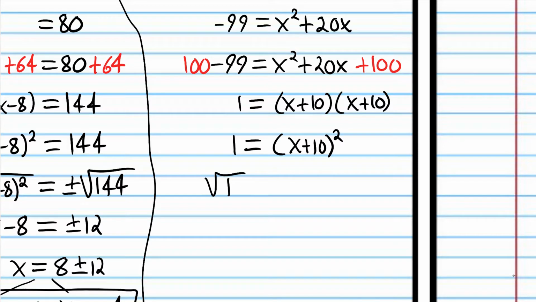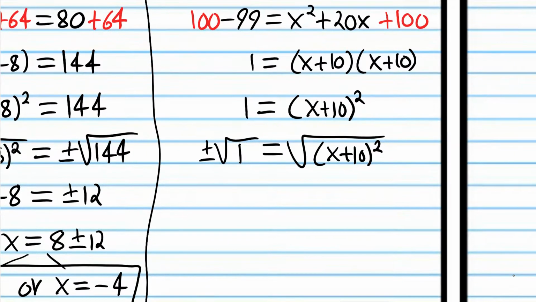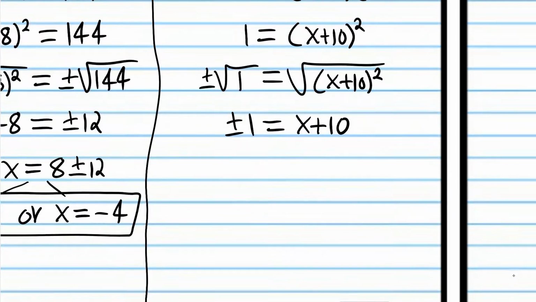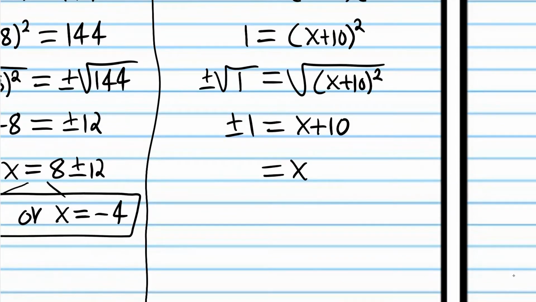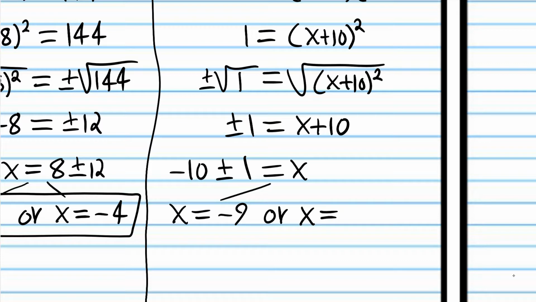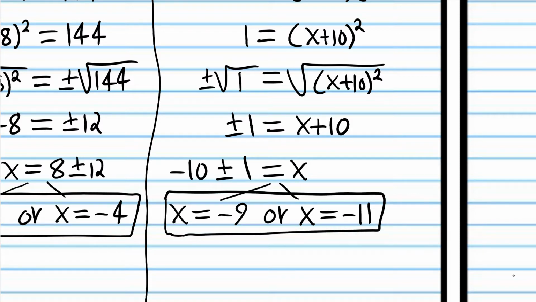And then we can square root both sides. And we get plus or minus 1 is equal to x plus 10. Subtract 10 from both sides, and we get negative 10 plus or minus 1. And so we have x is equal to negative 10 plus 1, which is negative 9, or x is equal to negative 10 minus 1, which is negative 11. So if you got those solutions, good job.